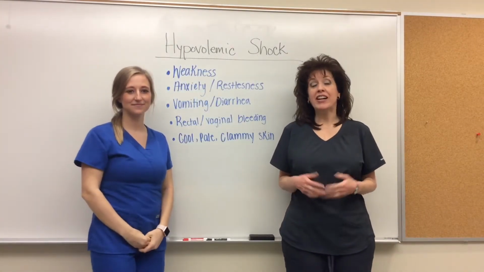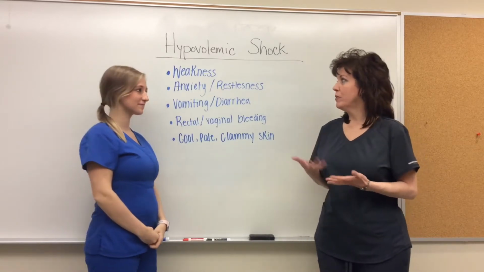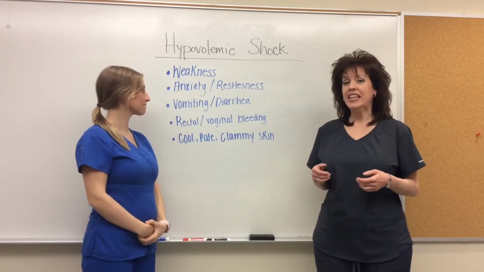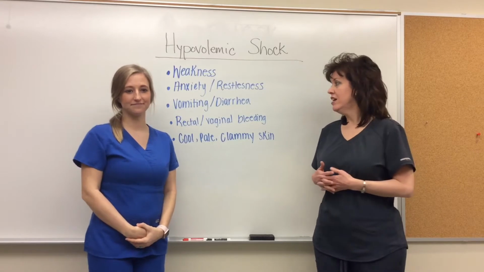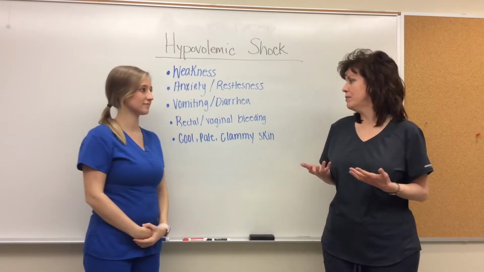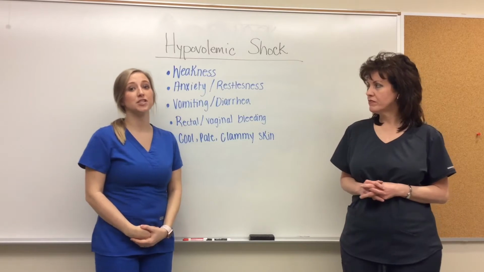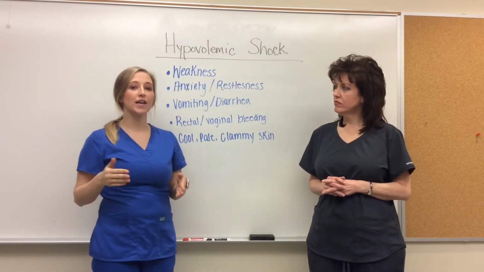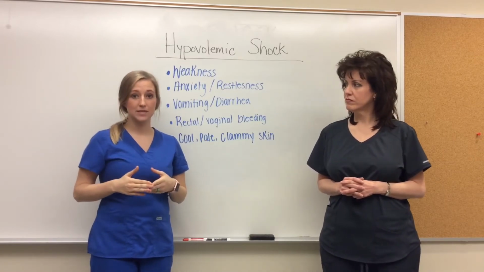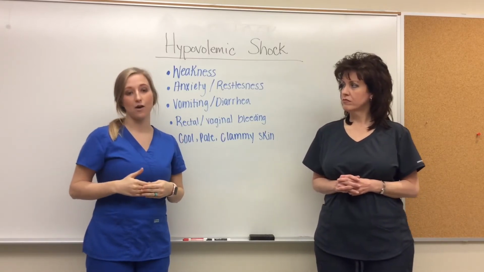All right, so now we're going to talk about clinical manifestations of hypovolemic shock. These can be where a patient may experience weakness, anxiety, restlessness. They can have excessive vomiting, diarrhea. They can also have rectal or vaginal bleeding, and their skin may be cool, pale, or even clammy. With these patients, we can also pretty much expect to see an increased heart rate, an increased respiratory rate, but a decreased blood pressure. Their cardiac output is going to be decreased. They might have a decreased level of consciousness, as well as a low urinary output.